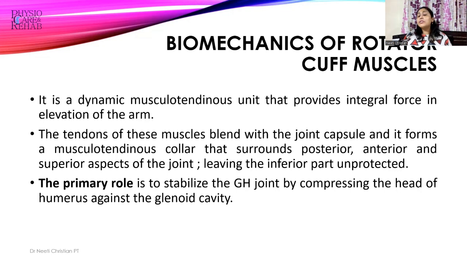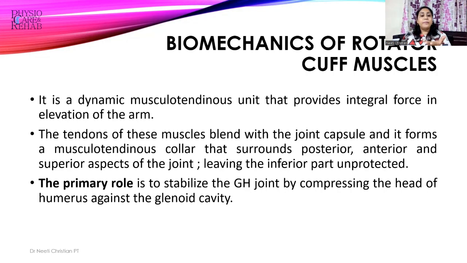Let's see the biomechanics of the rotator cuff muscle. It is a dynamic muscular tendinous unit that provides integral force in the elevation movement. When I say elevation, it's not only abduction or flexion, but forward flexion, abduction in the scaption plane, etc. The tendons of the rotator cuff muscles blend with the joint capsule and form a collar surrounding the glenohumeral joint posteriorly, anteriorly, and superiorly, leaving the inferior part unprotected.